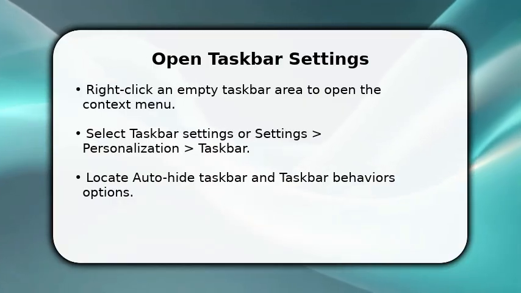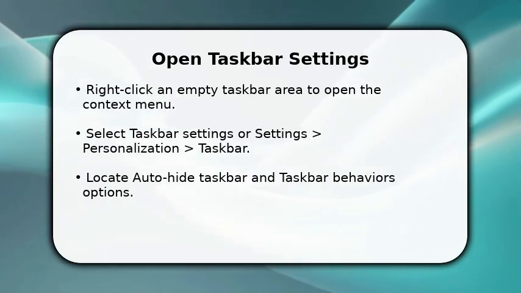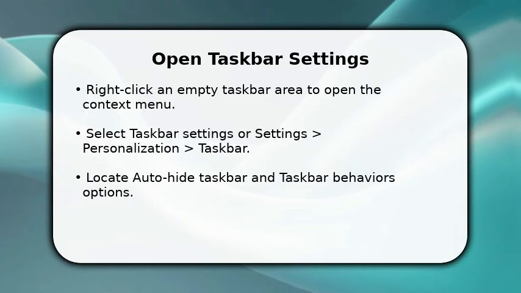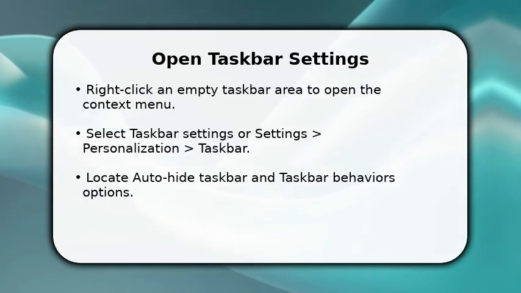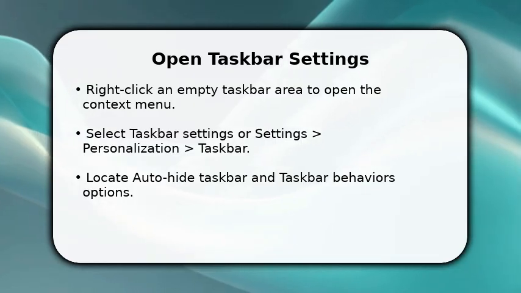You'll start right at the taskbar. Right-click an empty area and choose Taskbar Settings. This takes you straight to Controls. Once in Settings, scan for Auto-Hide Taskbar and Taskbar Behaviors. Those toggles control visibility and on-screen focus.